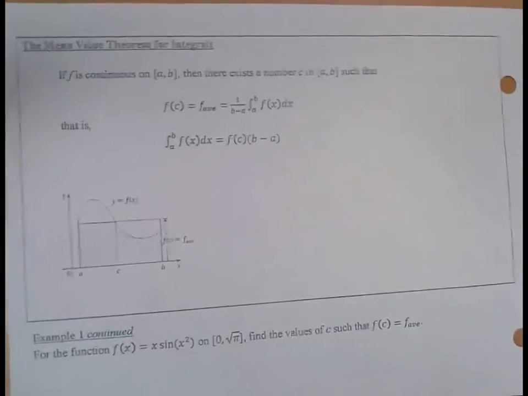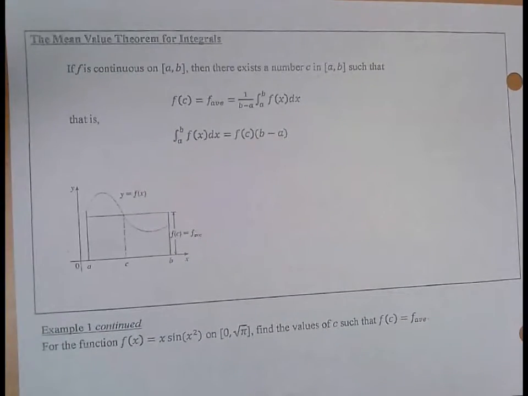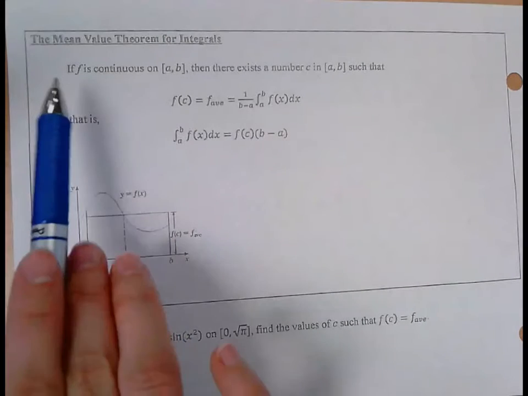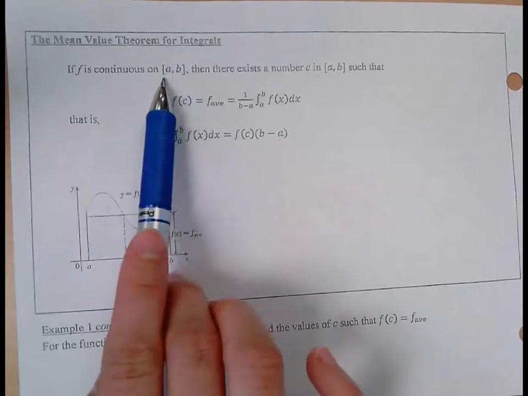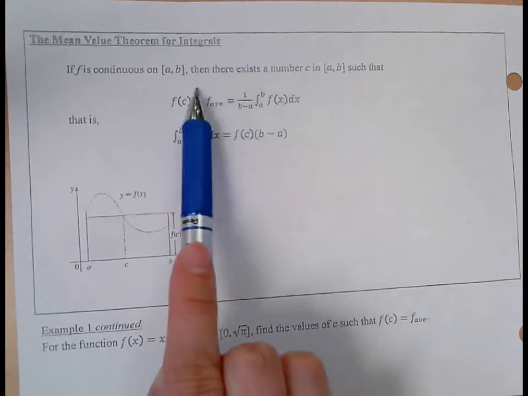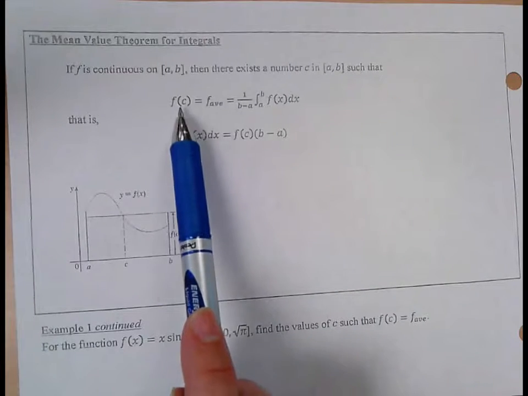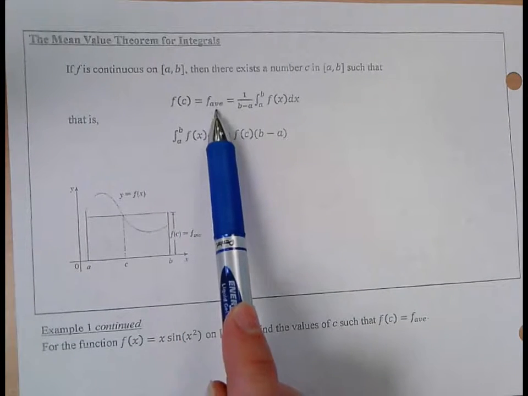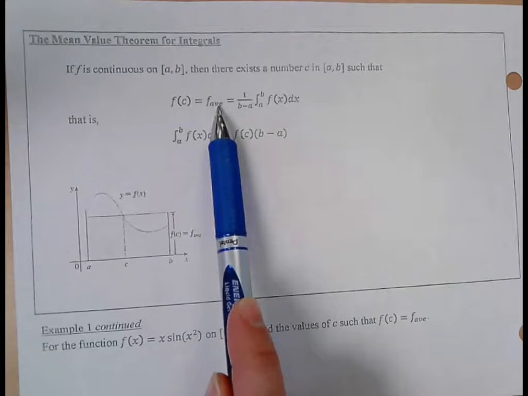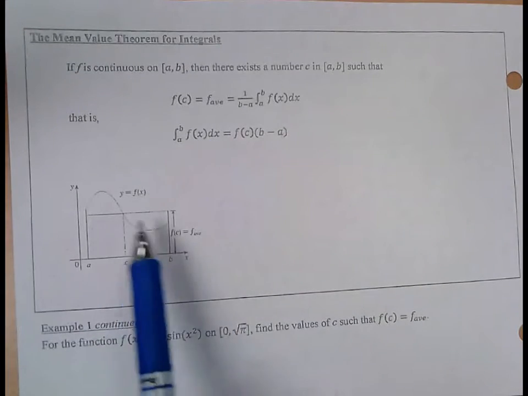There is a theorem called the mean value theorem for integrals that guarantees a value of the function equal to the average value. So as long as your function f is continuous on the closed interval from a to b, then there does exist a number c in that interval such that the function value is equal to the average value. And it does give a graphical description.